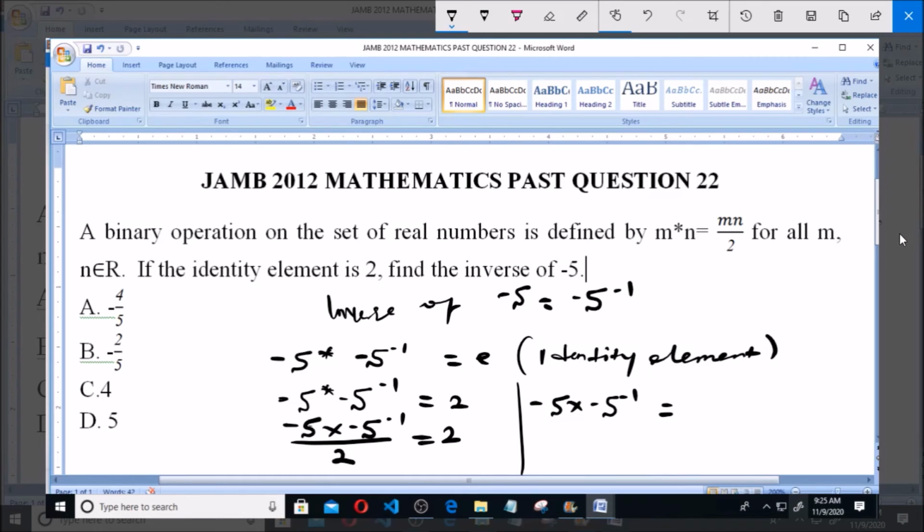Now, from here we can simply say that -5 raised to the power of -1, which is the inverse of -5, is equal to 4 all over -5, and that is equal to -4 over 5. So the inverse of -5, which is 1 over -5, or -5 raised to the power of -1, is equal to -4 over 5, and that is option A, -4 over 5.